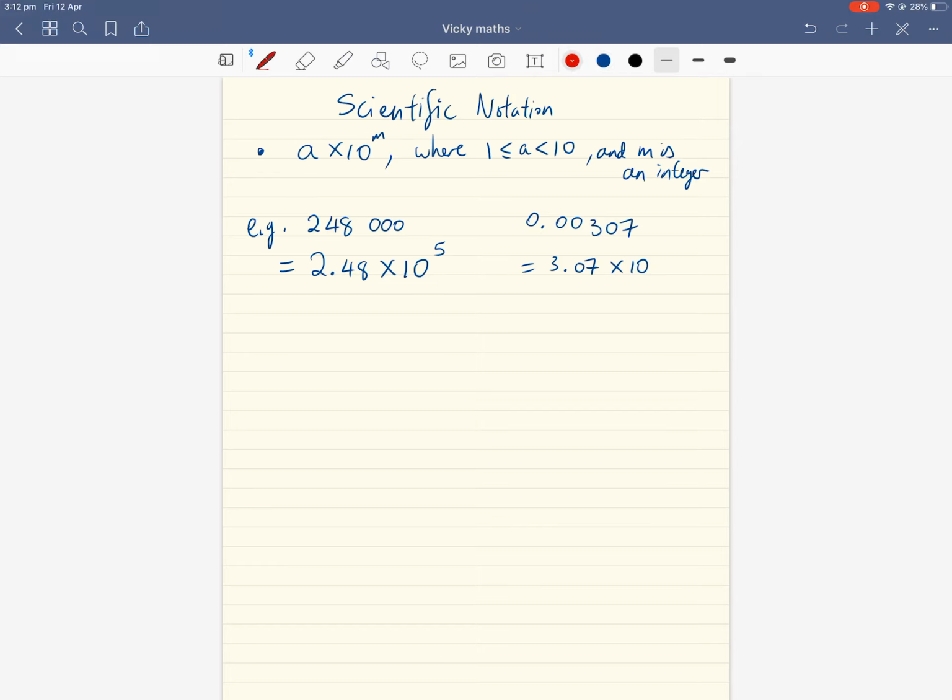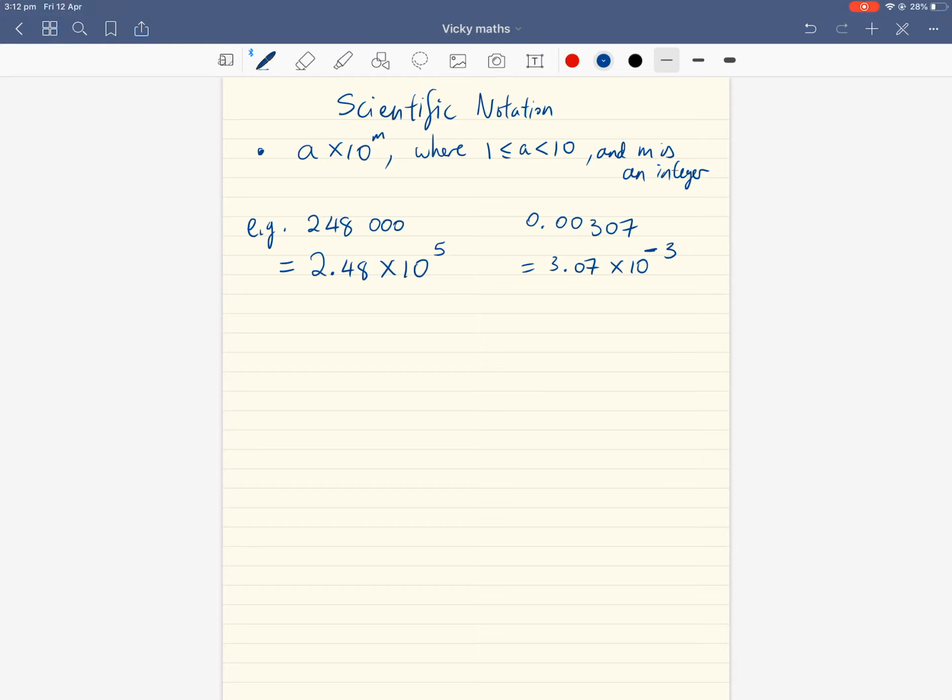To figure out what the power is, how many times do we have to hop the current decimal place to get to 3.07? So once, 2, 3 times. Now because it's a smaller number and we have to hop 3 times, it's 10 to the power of negative 3. So for smaller numbers we make it a negative integer, whereas for big numbers we make it a positive integer.